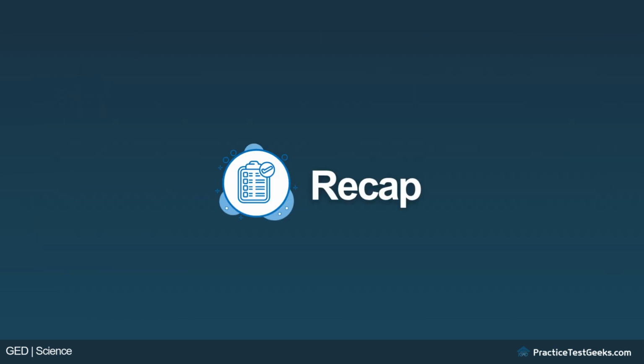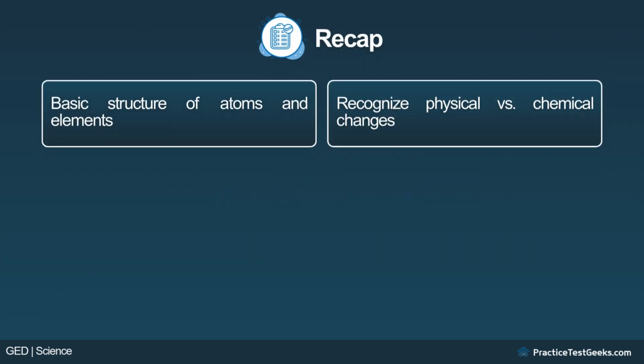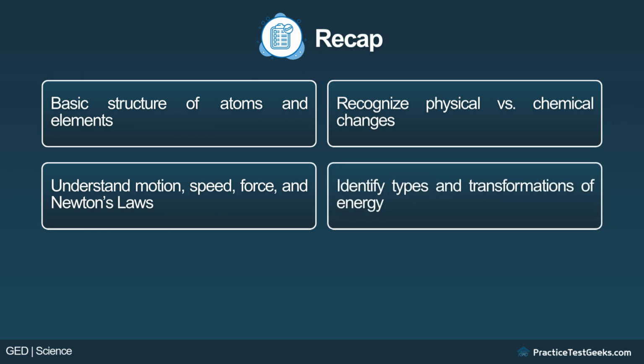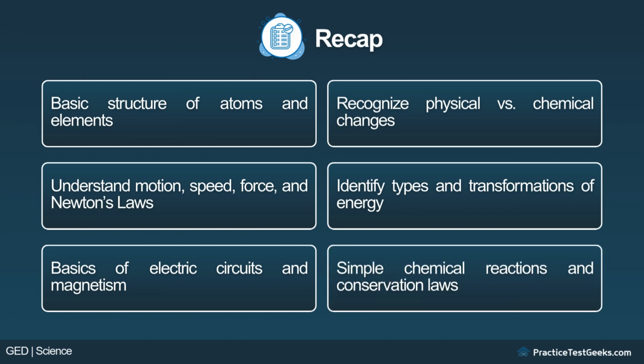Recap. What you must know for the GED. Basic structure of atoms and elements. Recognize physical versus chemical changes. Understand motion, speed, force, and Newton's laws. Identify types and transformations of energy. Basics of electric circuits and magnetism. Simple chemical reactions and conservation laws.